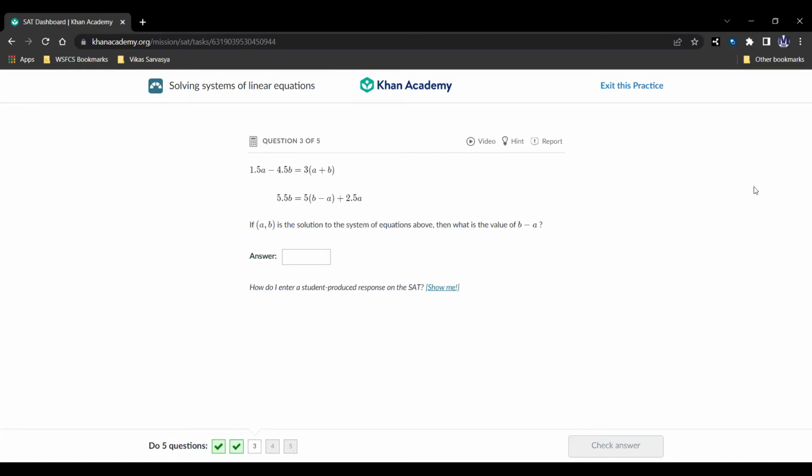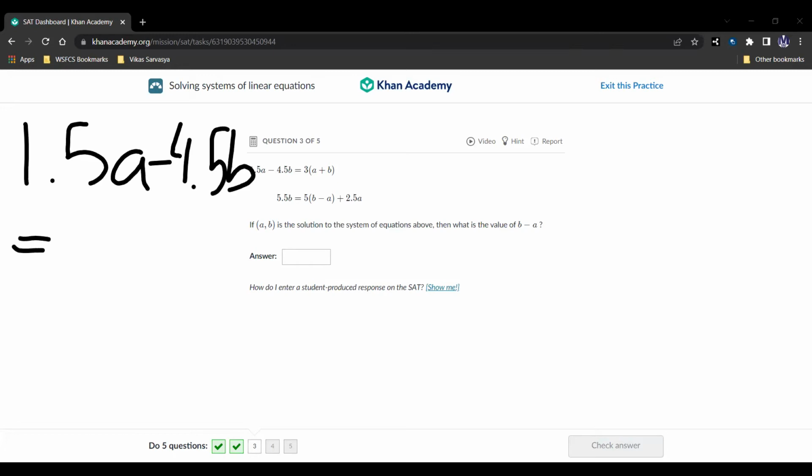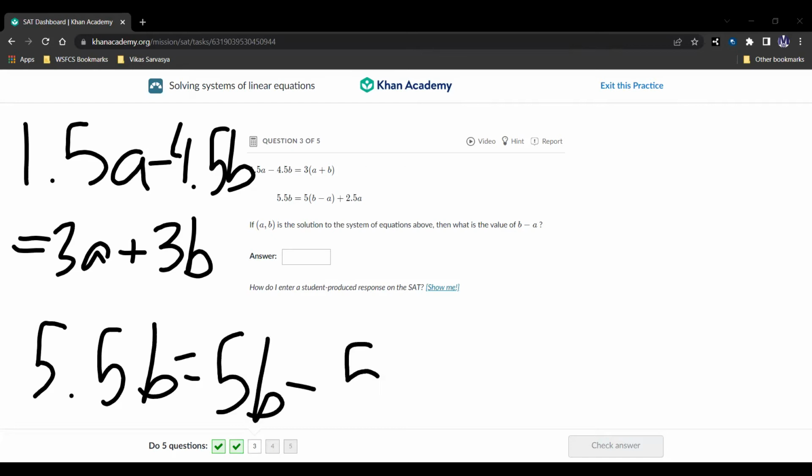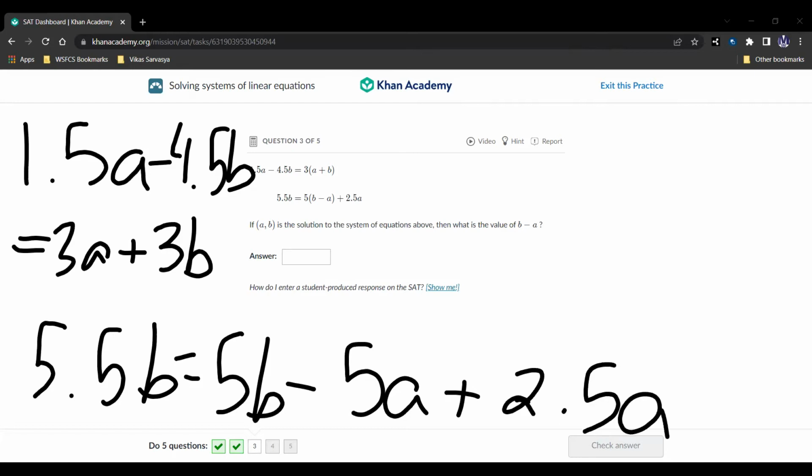1.5a minus 4.5b. 0.5a minus 4.5b. And then we can expand the other side and get 3a plus 3b. Bottom is going to be 5.5b equals 5.5b minus 5a plus 2.5a, which is decently chaotic. So let's see what we can do about this.